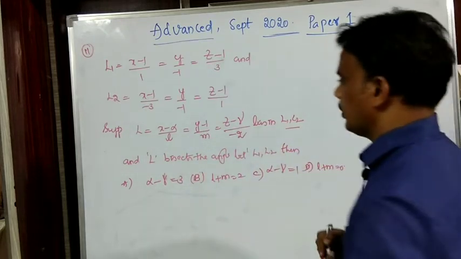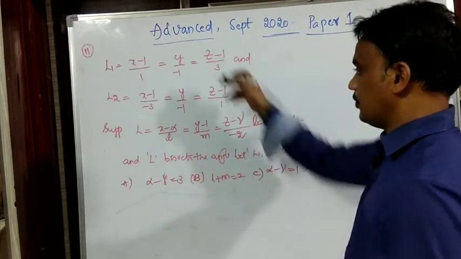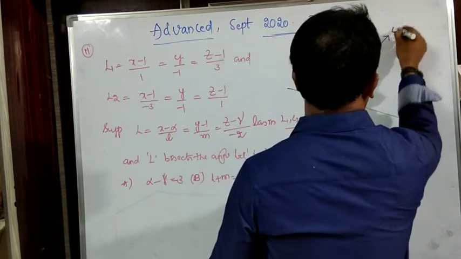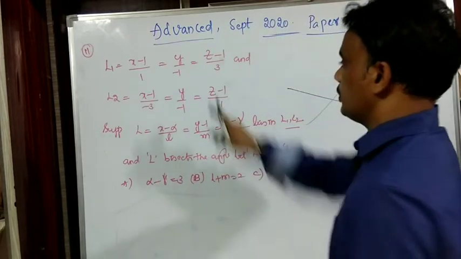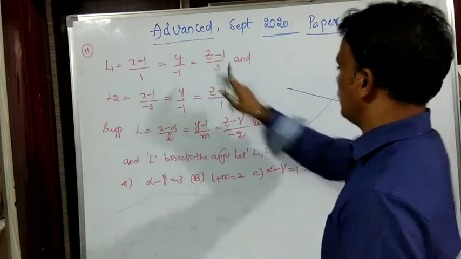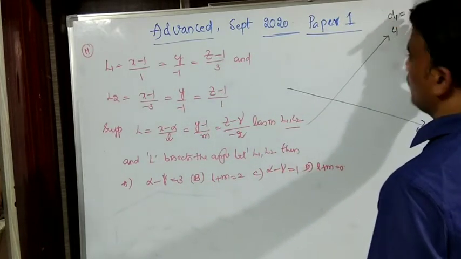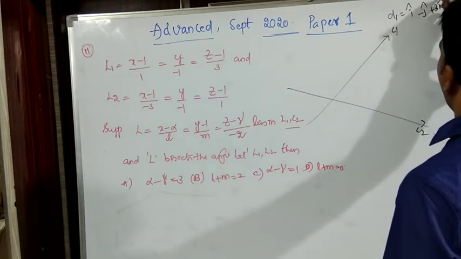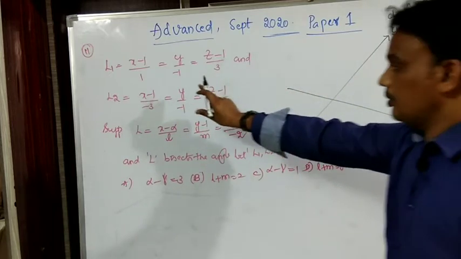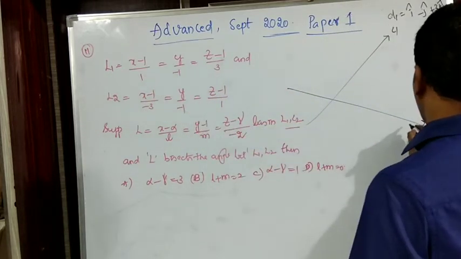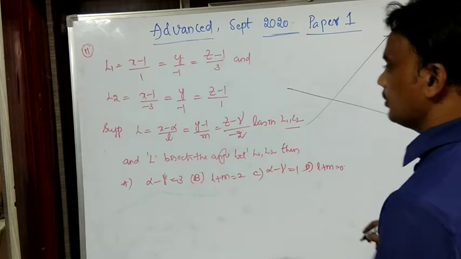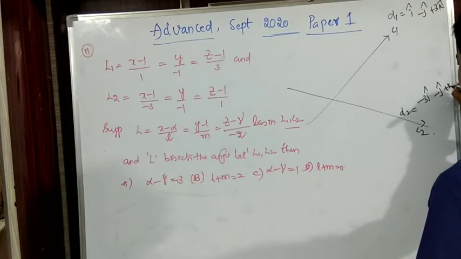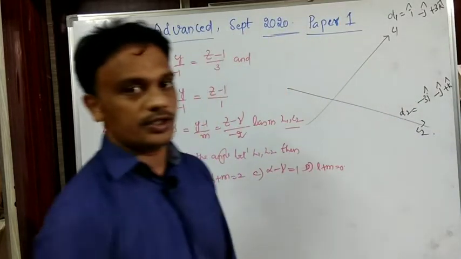Very simple problem. L is the line which is the angle bisector of L1 and L2. So this is L1 and L2. What are the direction ratios of L1? 1, minus 1 and 3. I can write D1 as i cap minus j cap plus 3k cap. Am I right or not? So those are the direction ratios of L1. Coming to L2, D2 is minus 3 i cap minus j cap plus k cap. Right? D1 and D2.